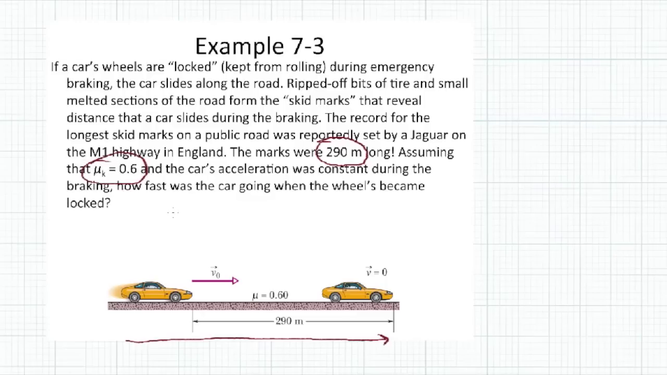It's 0.6. We do know finally that our final velocity equals 0 because it comes to a stop. But what we want to find out is, what is the initial velocity? So I'm going to save that for the next video. We'll use our displacement, and we will use our newly learned coefficient of kinetic friction to determine what is bringing this car to a stop.